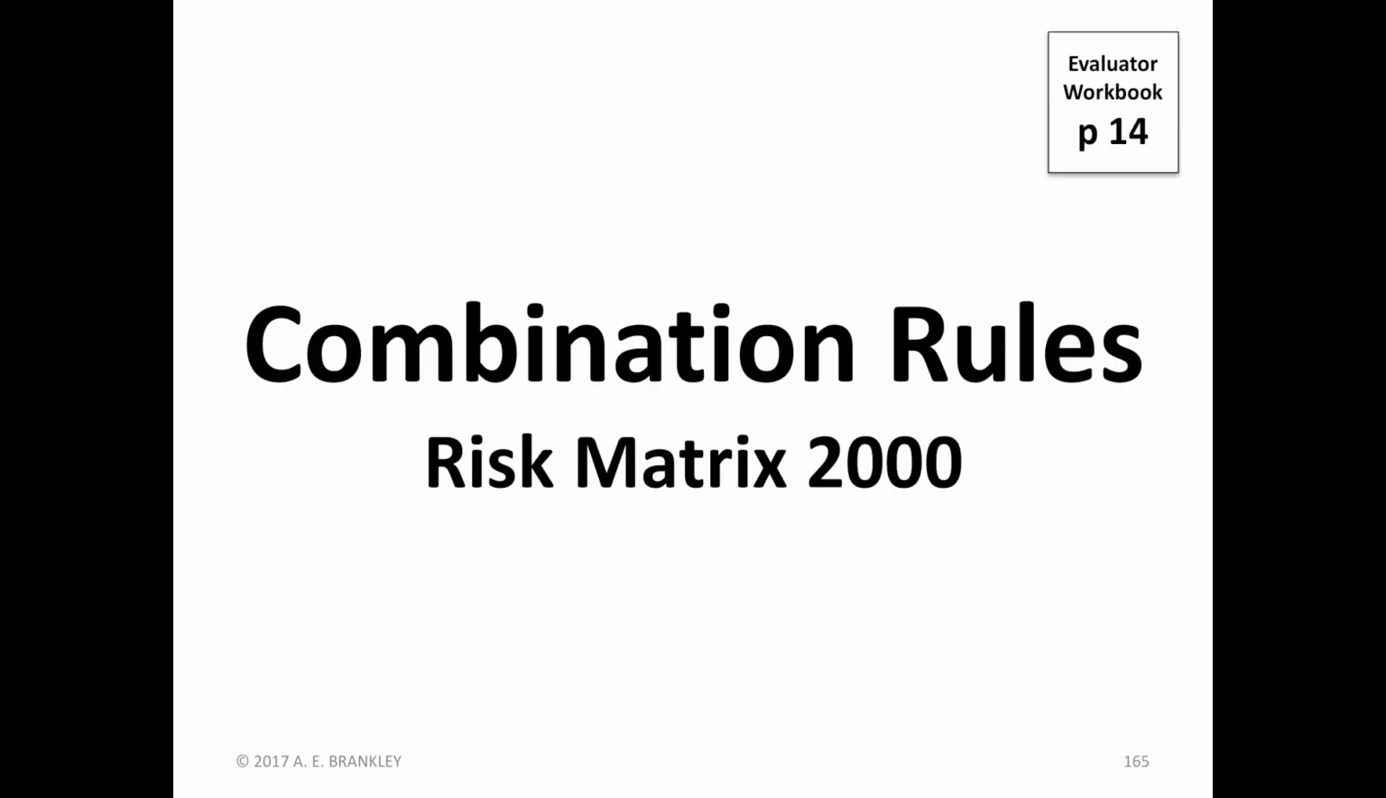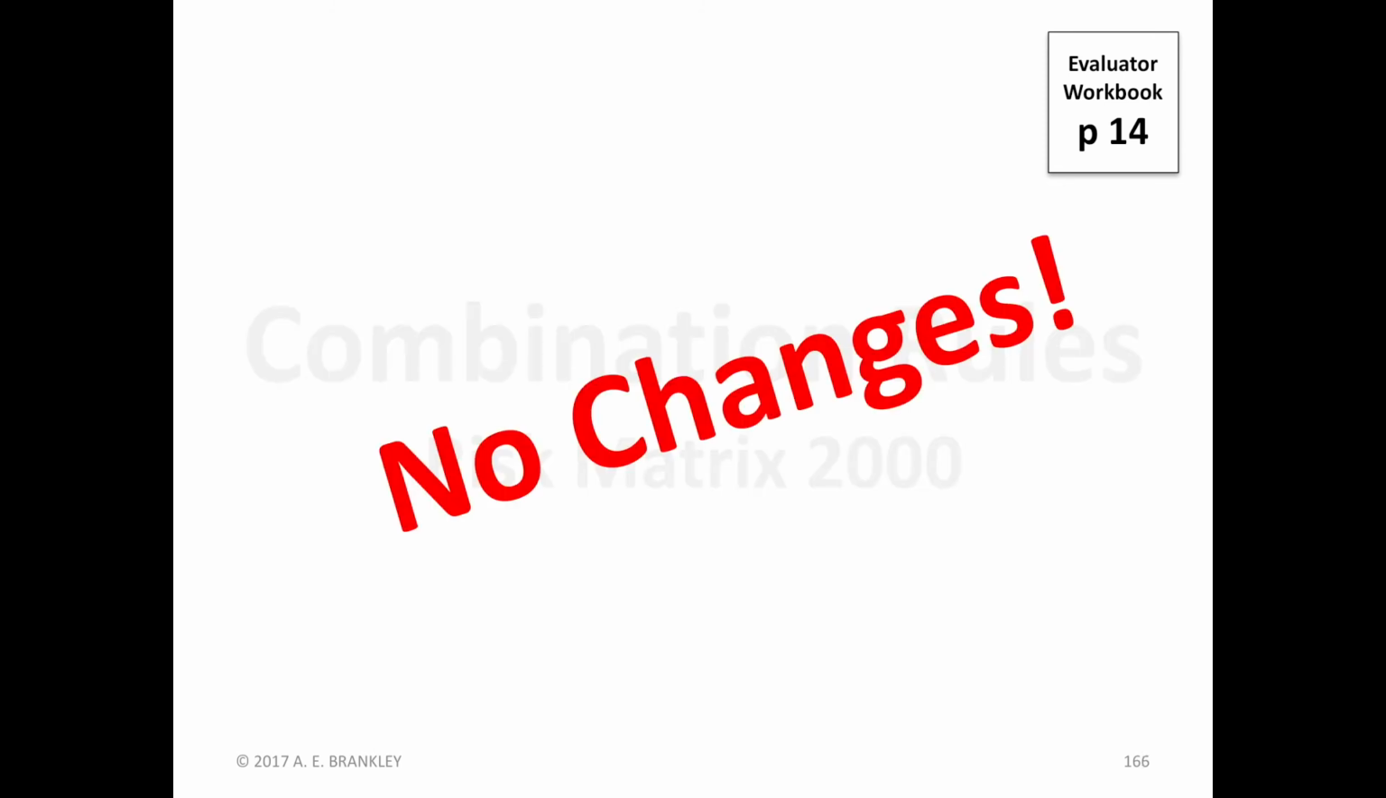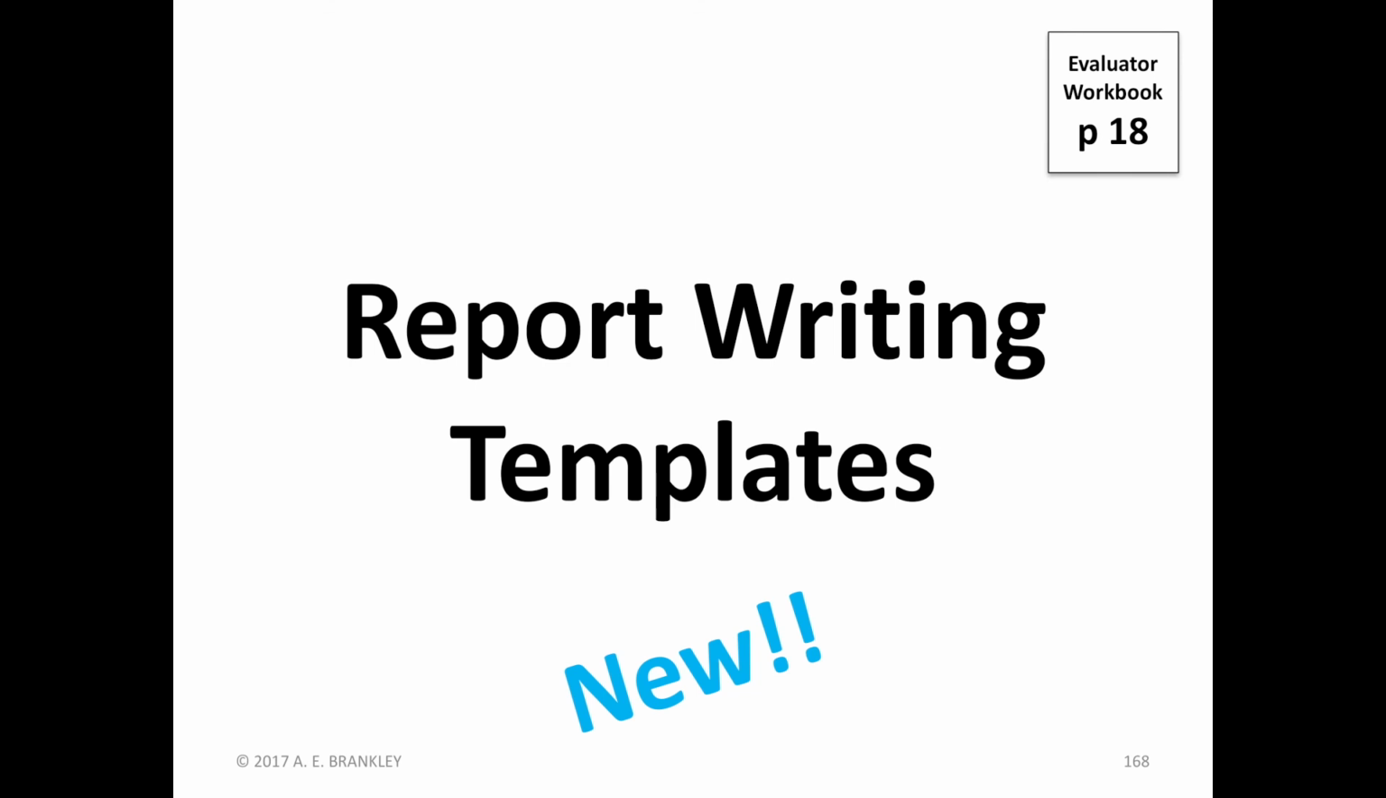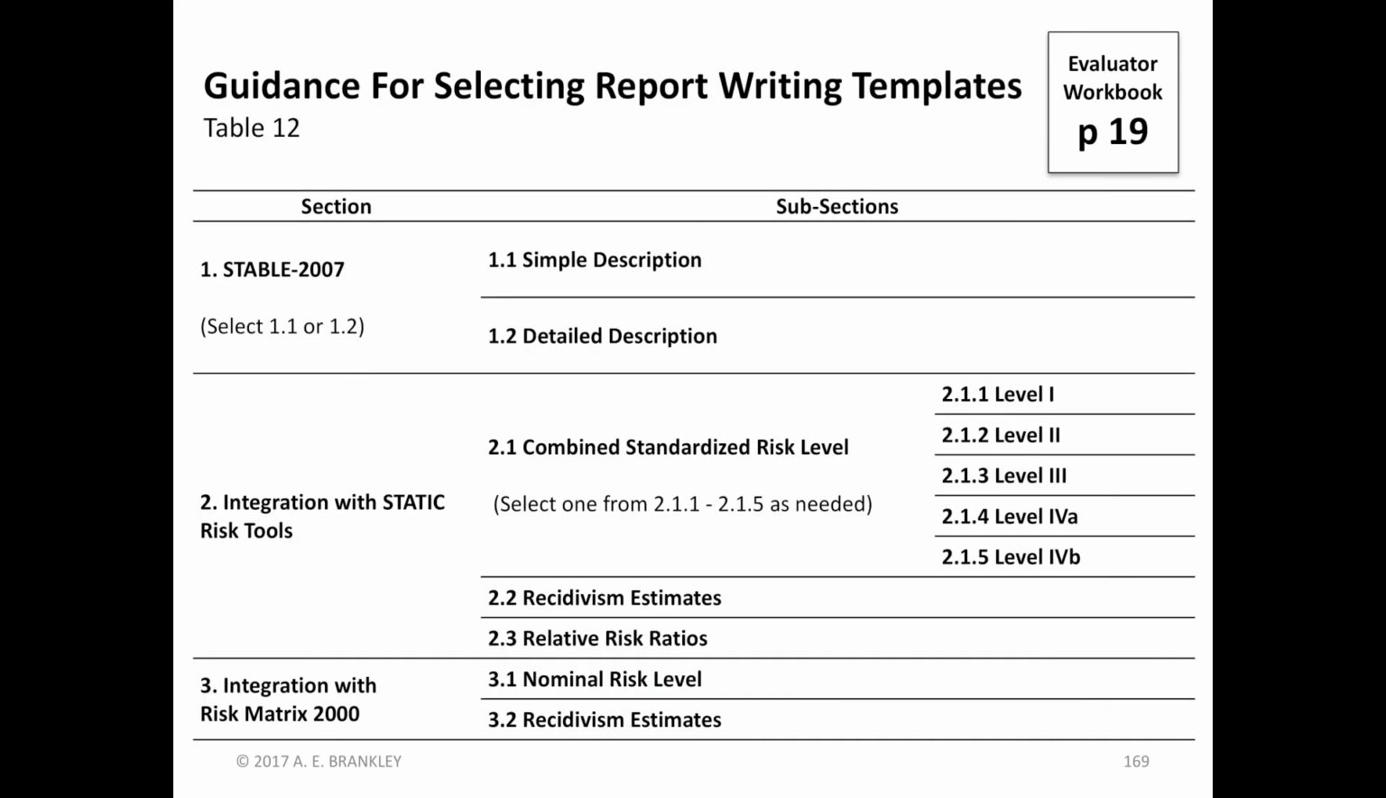So let's switch gears to talk about combination rules with Risk Matrix 2000. Short answer, no changes. Not yet at least, we're currently working on it. We did update the table for the combination rules so that it is visually similar to the new static and stable tables. But remember, these are the same rules. I've also added report writing templates and a nifty table on page 19 to help you guide the selection process.